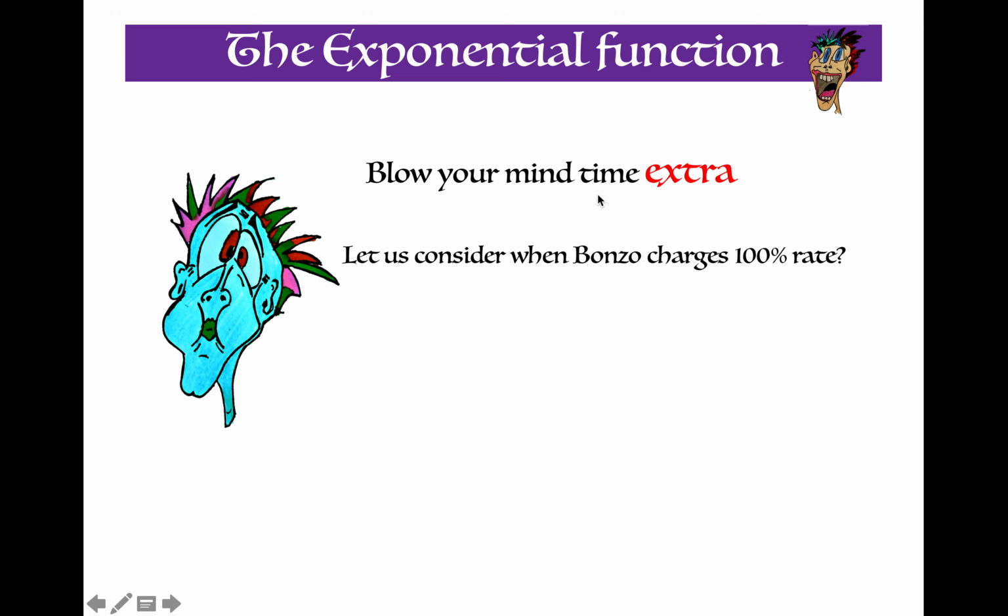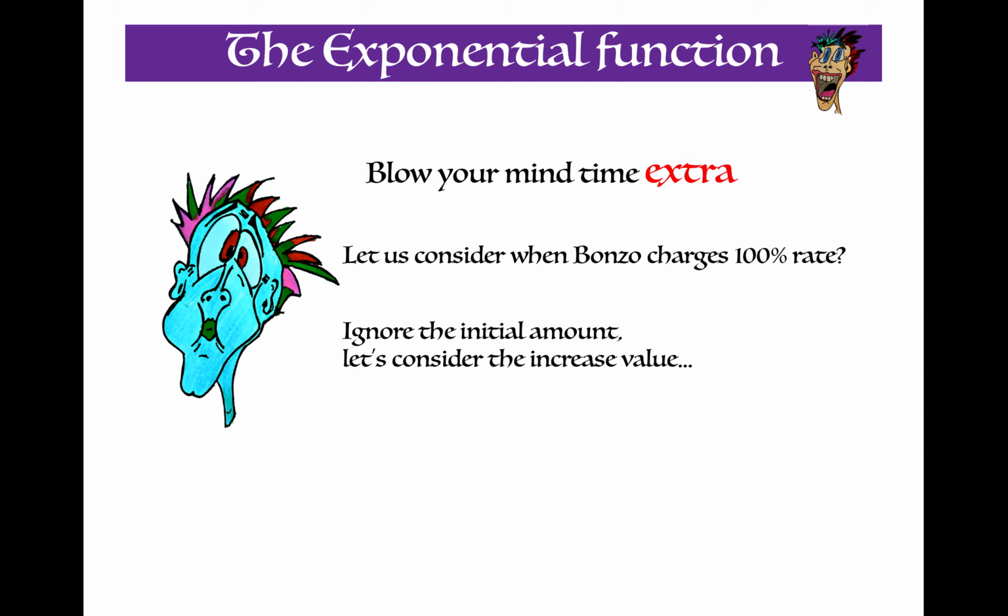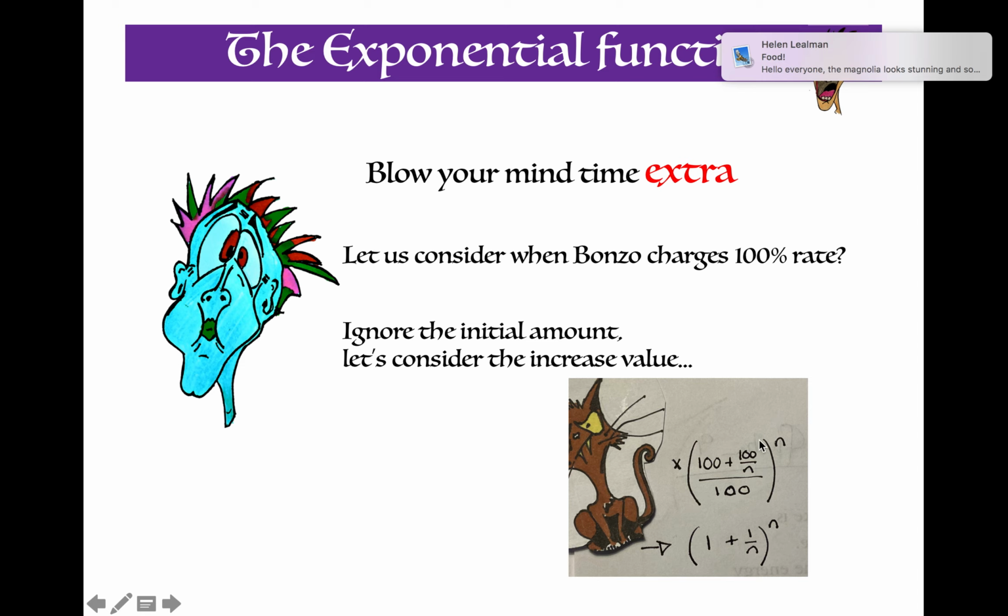Okay, let's blow your mind extra time. Let's consider if Bonzo's bank charged a 100% rate. Then what happens? Let's ignore the initial amount and let's consider what the increased value is. Now, I looked at that messy equation there, and because there are factors of 100 everywhere, I could actually clean that up and it looks like that, much cleaner. So what happens when n becomes large?